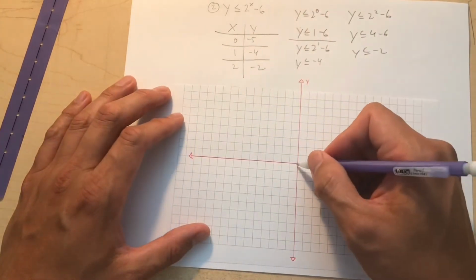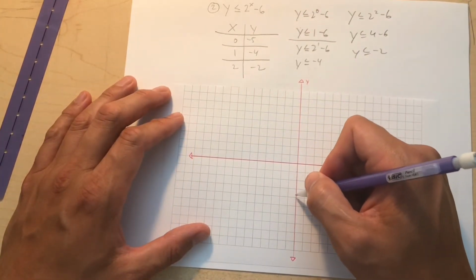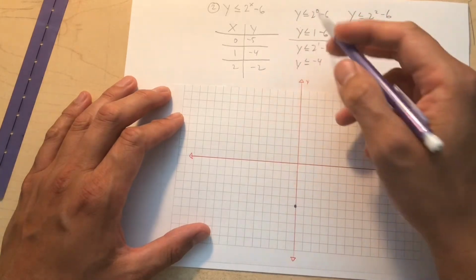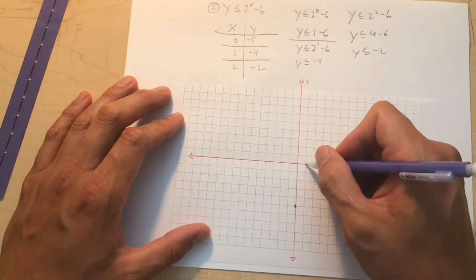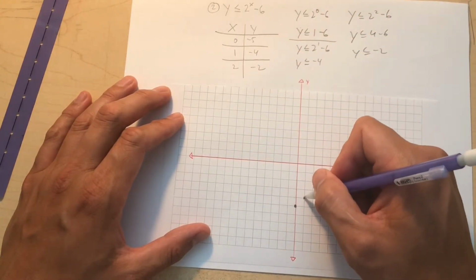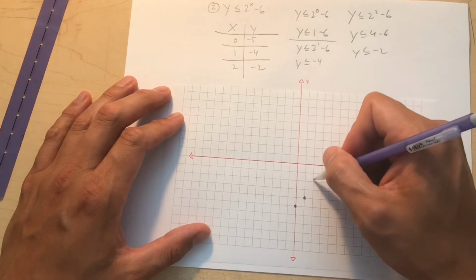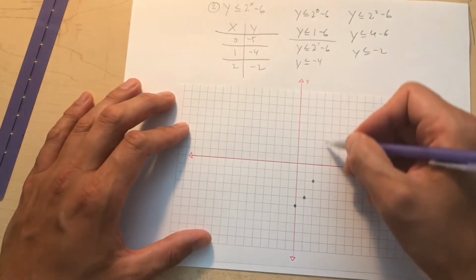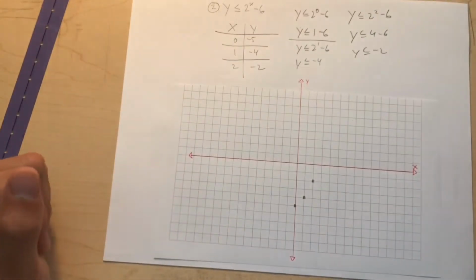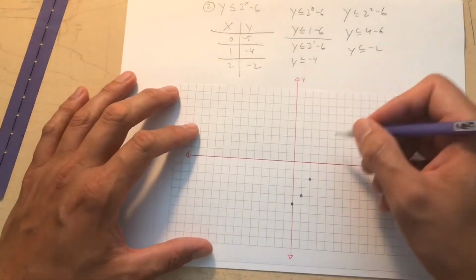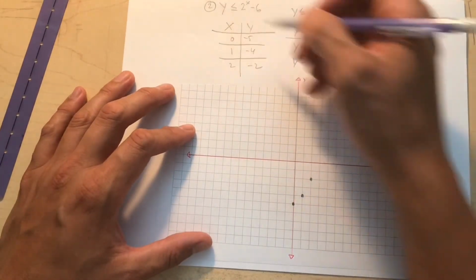0 and -5, so 0 and -5, go down 5, 1, 2, 3, 4, 5. 1 and -4, 1 and -4. So this one over here. And then 2 and -2. Alright, looks like my graph is going like this. Now, it's going to be a nice solid line because it's an equal sign.